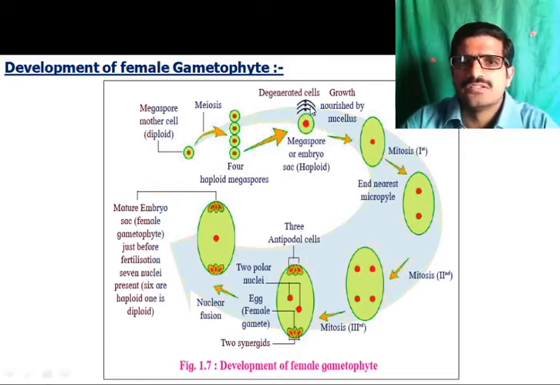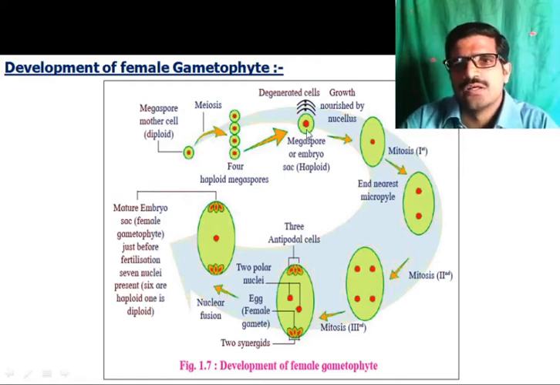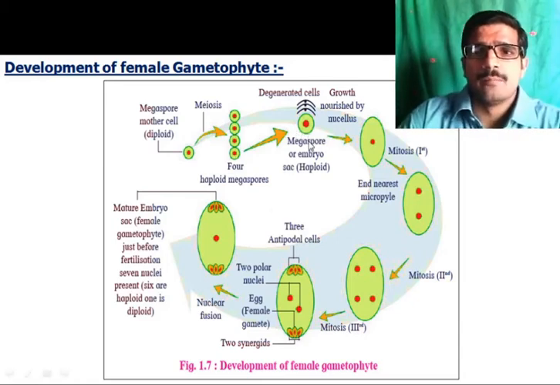In the diagram, these are the 3 megaspores. On the uppermost side, they will degenerate and only 1 remains as the functional megaspore. This is the haploid megaspore. There is nourishment from the nucellus, and mitosis takes place. There are 3 mitotic divisions.